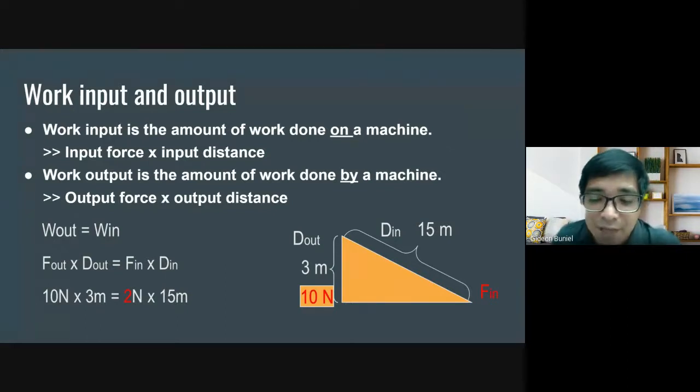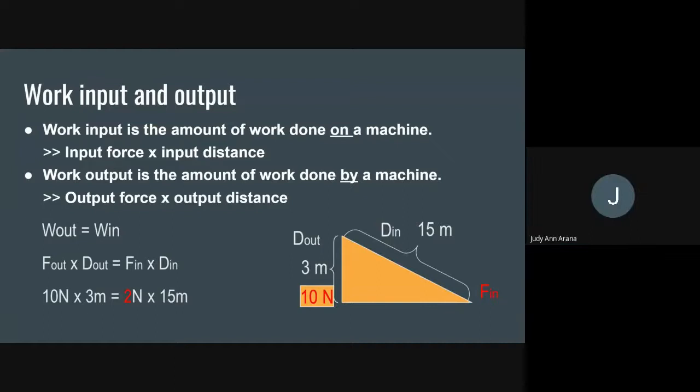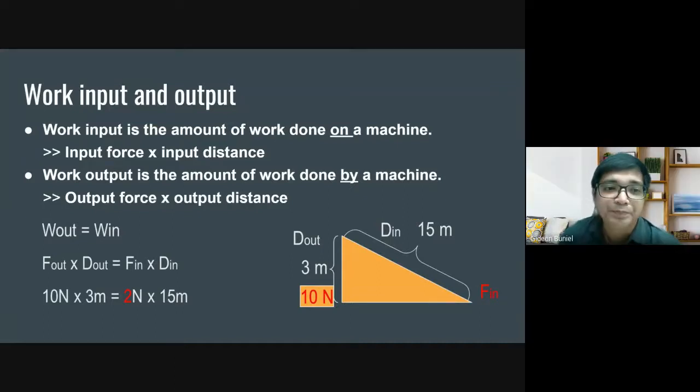You still remember that, Judy? Work is equal to force times distance, right? Yes, sir. Okay. Now, since it's input, a work input, you just have to add input and input here. So work input, of course, is equal to input force times input distance.